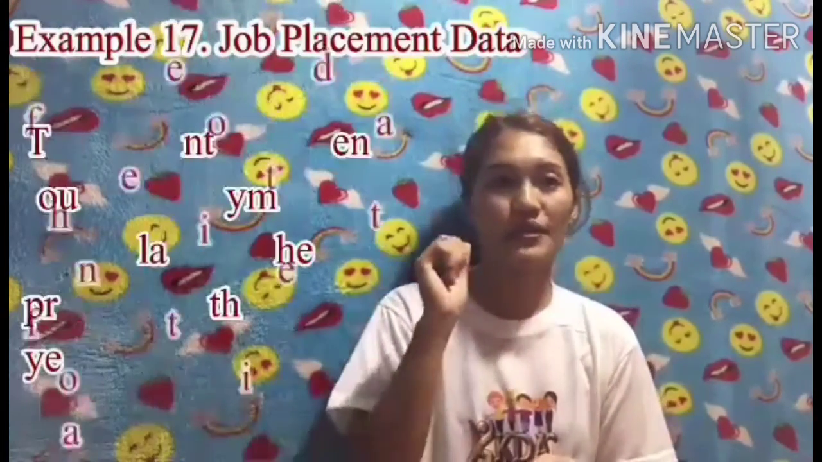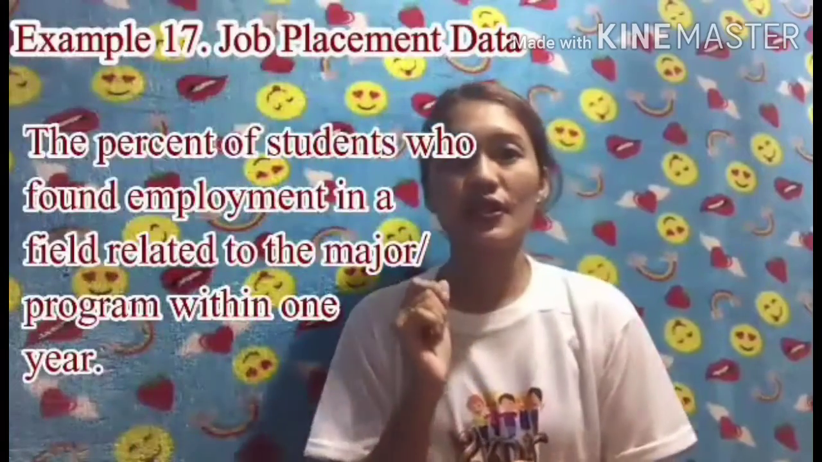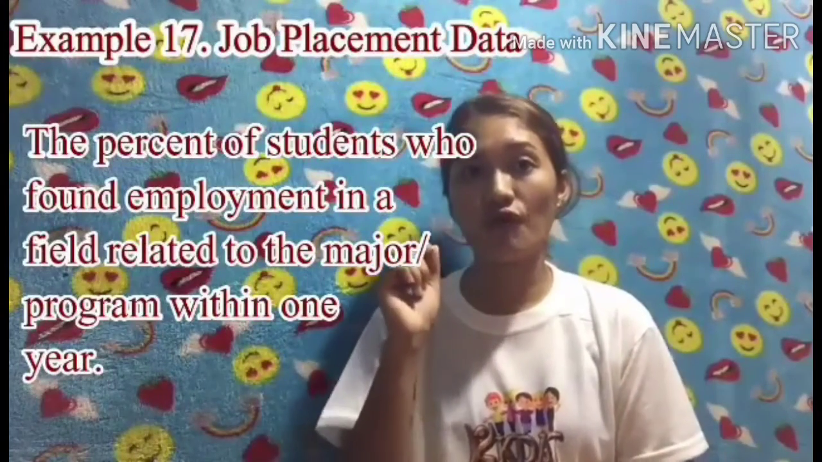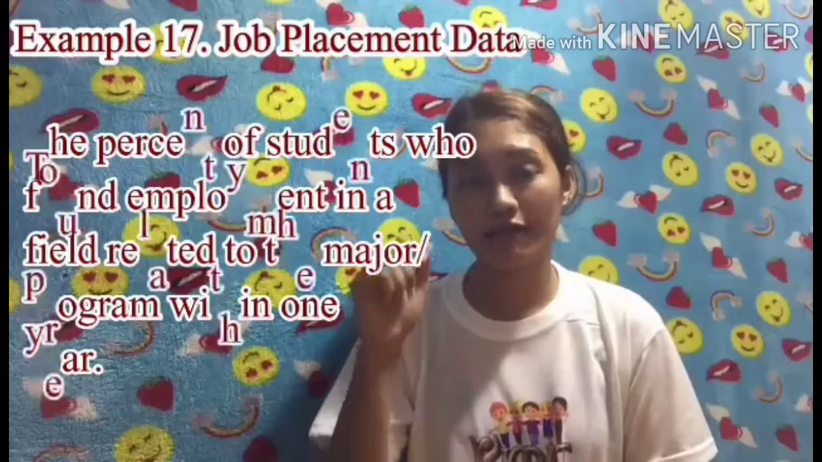So the seventh example is job placement data. So the percent of students who found employment in a field related to the major or program within 1 year.